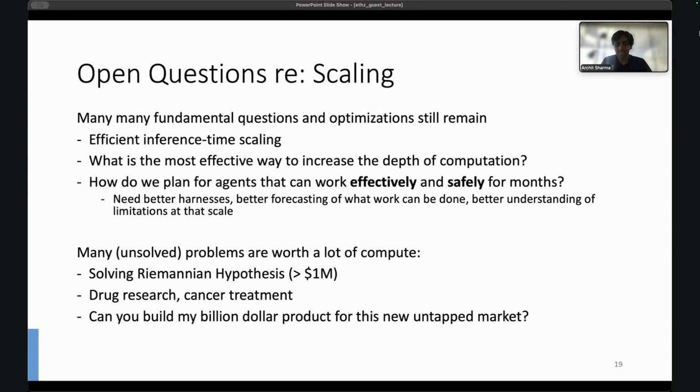Same with drug research, cancer treatment, or anything which extends human life or improves its quality. There's a lot of value and a lot of compute we can throw behind such problems. And companies traditionally have made products by scaling the number of engineers. But now if you're building a new revolutionary product, how much inference compute would you be willing to pay for to build this really cool product? I imagine a lot.